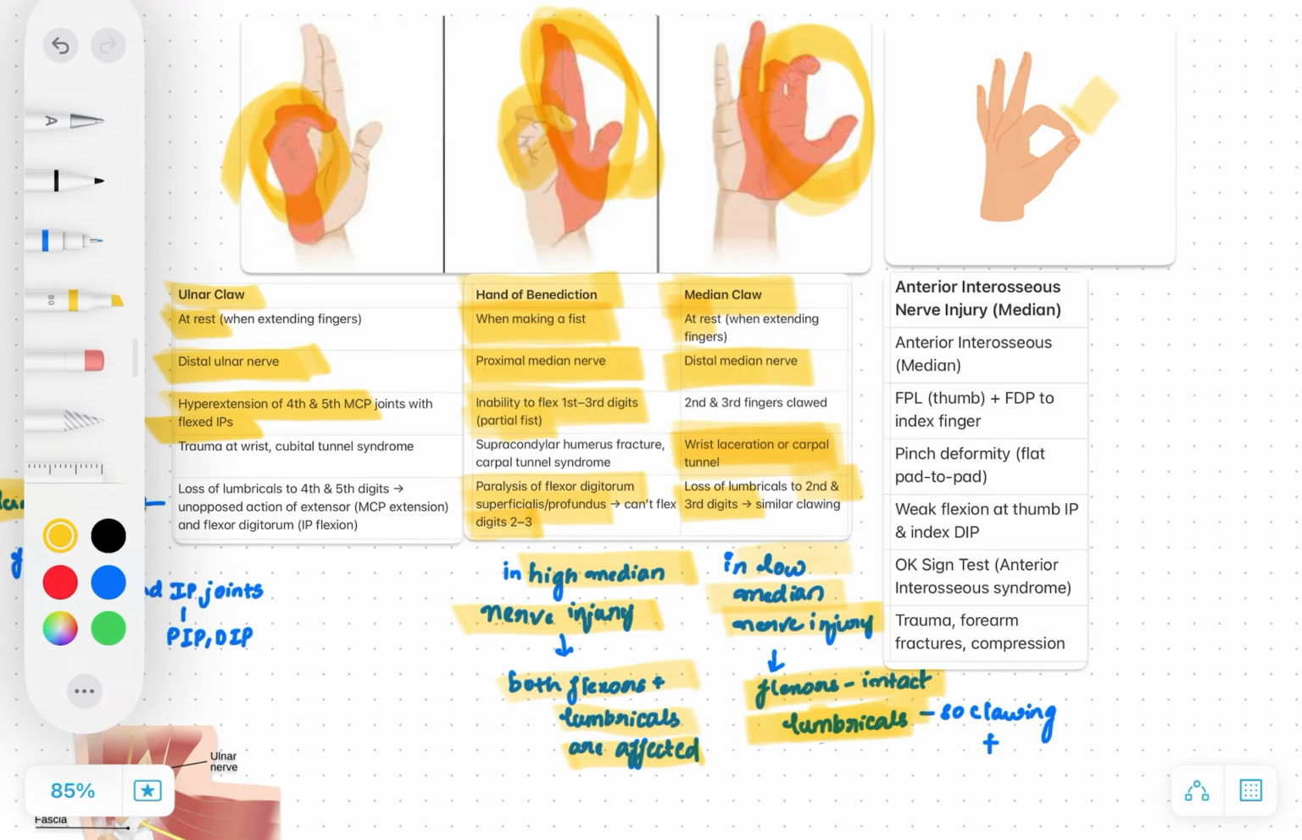Next, this is the normal OK sign. Whenever we ask the patient to make an OK sign, it is normal. But if the patient has an anterior interosseous nerve injury, a branch of the median nerve, the patient can't make this gesture normally because there will be pinch deformity, with weak flexion at the thumb interphalangeal and distal interphalangeal joints. The patient can't keep this gesture because of damage to flexor pollicis longus and flexor digitorum profundus, due to damage to the anterior interosseous nerve.